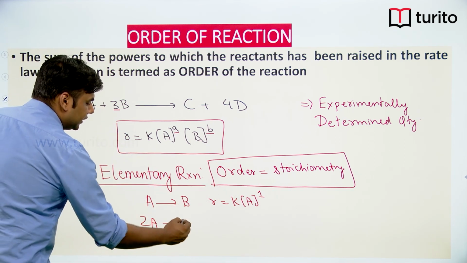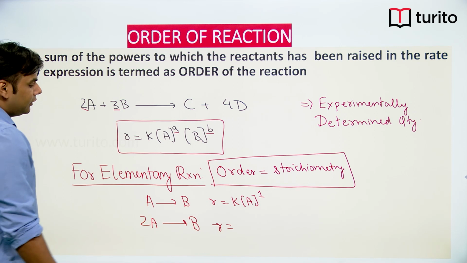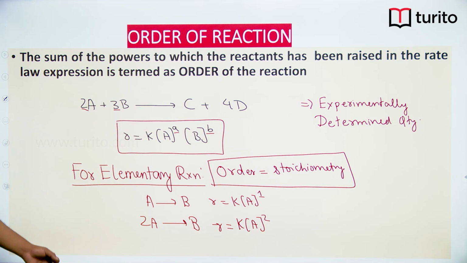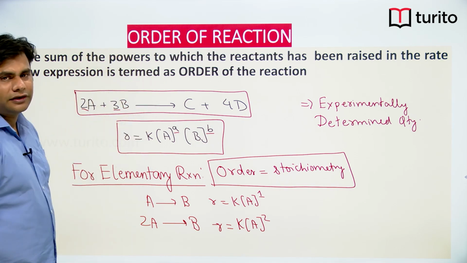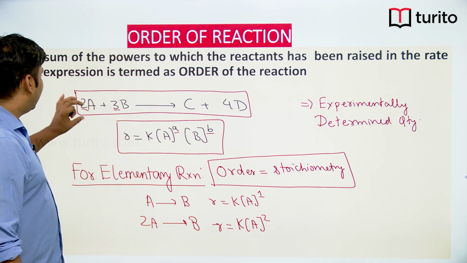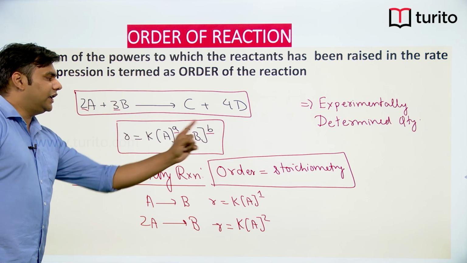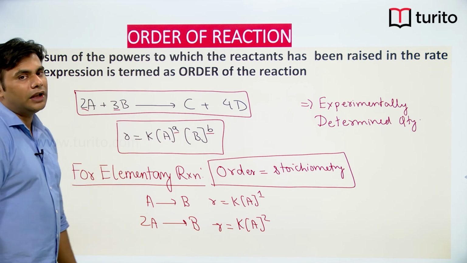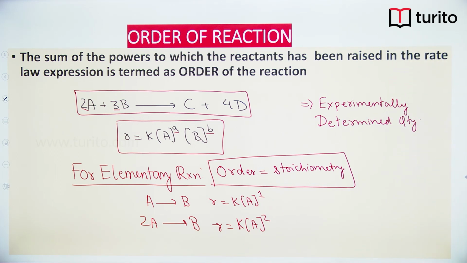Similarly, suppose 2A is changing into B, and it has been told to you that this reaction is also elementary. Then the rate is equal to k into concentration of A raised to power 2. Now hypothetically, suppose the reaction was 2A plus 3B and it was also said to be an elementary reaction. The rate of this reaction would become k into A raised to power 2 into B raised to power 3. So the order with respect to A would have been 2 and the order with respect to B would have been 3. Just write it down. So for elementary reactions, order is equal to stoichiometry.